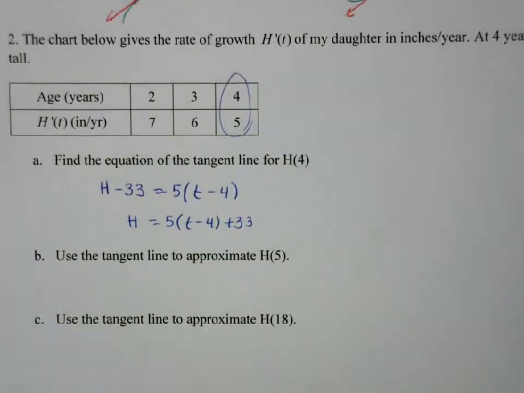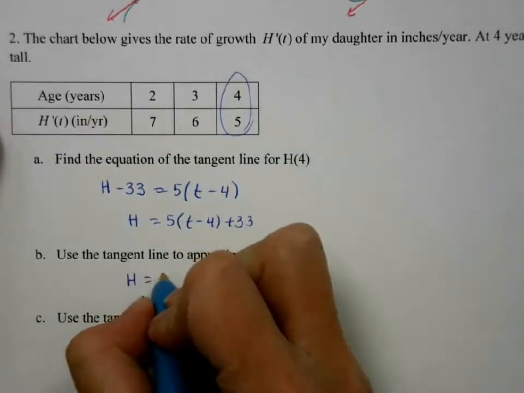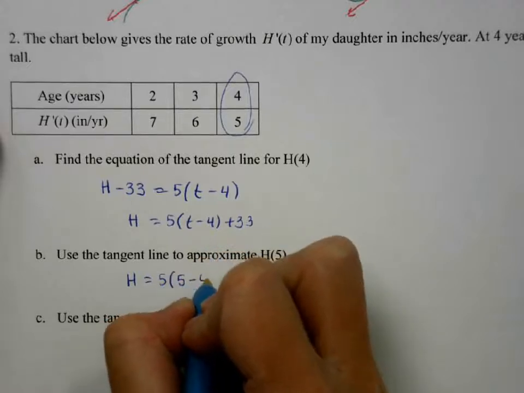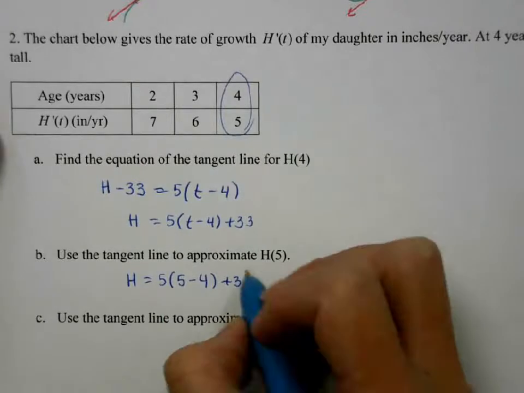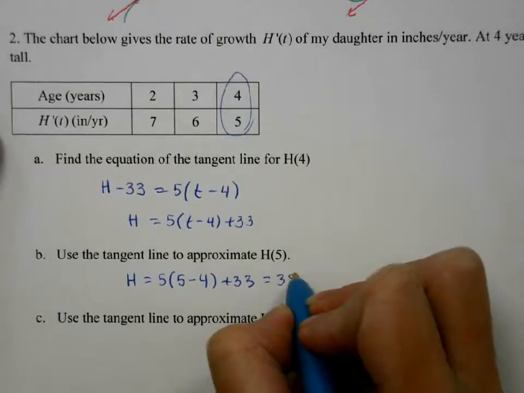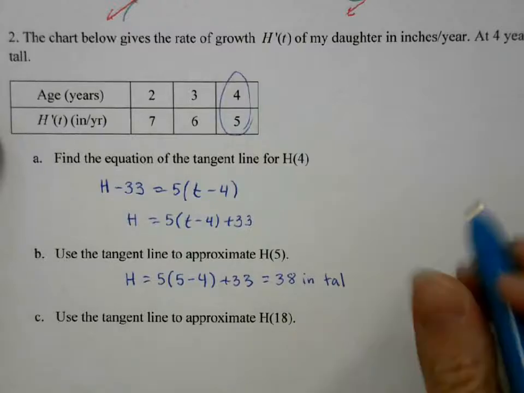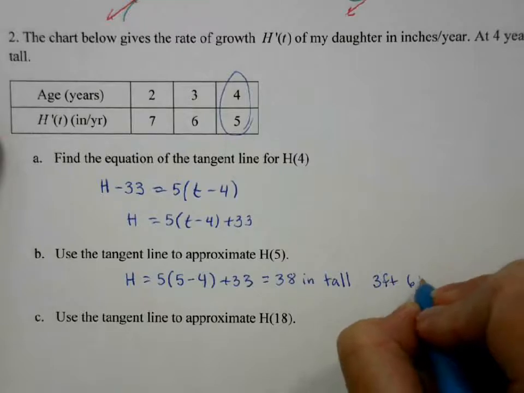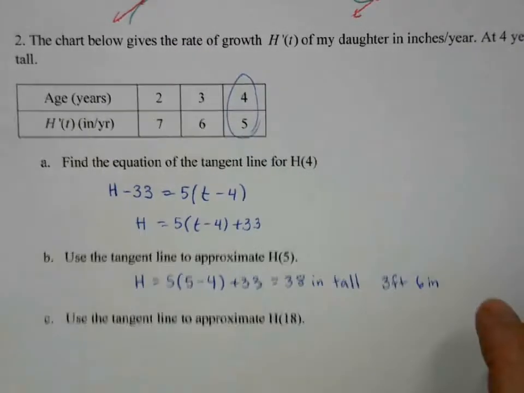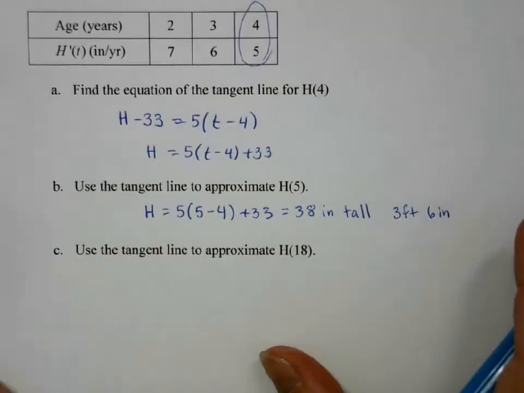So we can use this to approximate how tall she's going to be when she's 5 years old. So 5 times 1 plus 33, we can predict she's going to be 38 inches tall when she's 5, so that'd be 3 feet 6 inches. Okay, now we're going to use the approximation, the tangent line, to approximate her height at 18 years old.